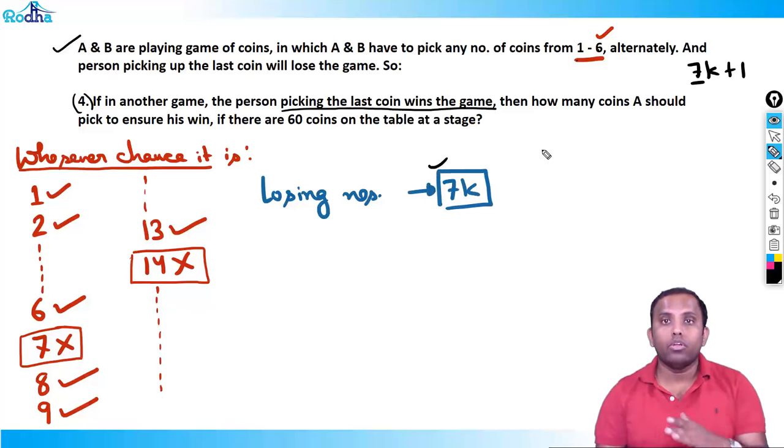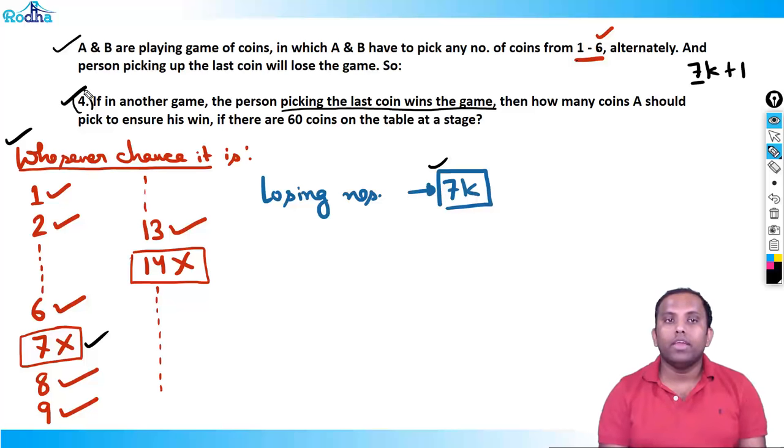So 7k. If you could pick 1 to 5, then 6k. If you could pick 1 to 4, then 5k. Just one more than that. Because you can sense it back: if it is 1 to 4, then 5 is out of your range. If it is 1 to 6, then 7 is out of your range. Out of your range means whosoever's chance it is. So losing numbers are of the form 7k here.